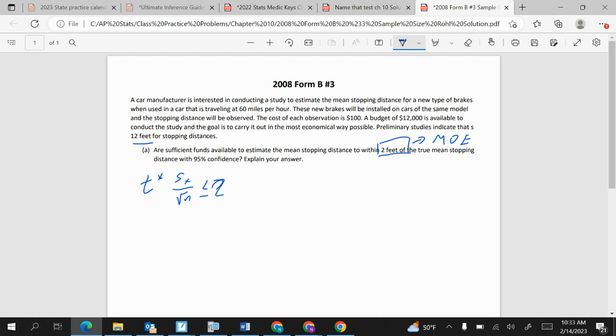Okay. Go ahead and start filling things in. So t star, we'll leave that off to the side right now. s sub x is 12. We don't know what n is, so we leave that there. And it will be less than or equal to 2. Okay, so let's go ahead and get our t star then.